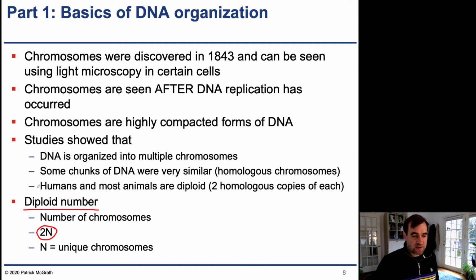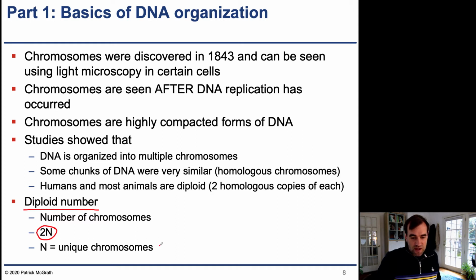So if I say an organism has a diploid number of 86, I'm giving you a lot of information. I'm telling you, one, that the animal is diploid, so only diploid animals can have a diploid number. Two, I'm telling you the total number of unique chromosomes. So the diploid number is equal to 2 times n, where n is the number of unique chromosomes.